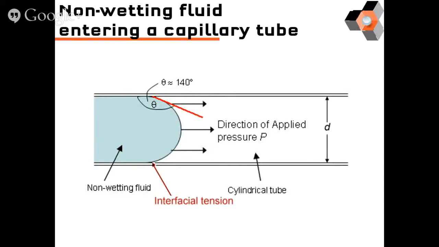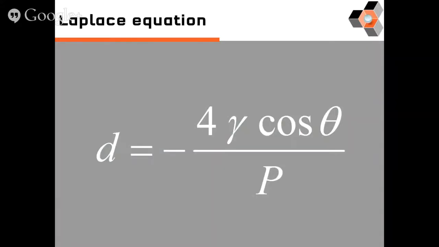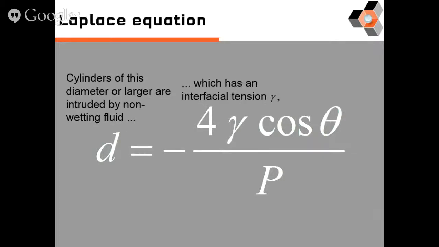Okay, so on the next slide we see the equation that determines this, which is the Laplace equation. Sometimes people refer to it as the Washburn equation, but the Washburn equation is really time dependent. The Laplace equation tells you about cylinders of diameter d, with a fluid with interfacial tension gamma, contact angle theta, and applied pressure P.